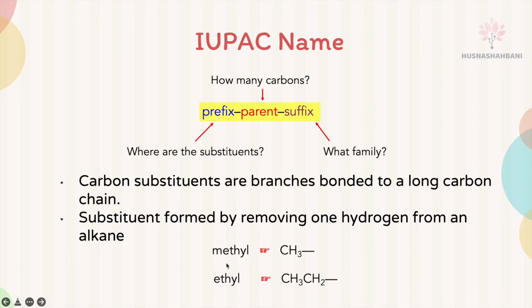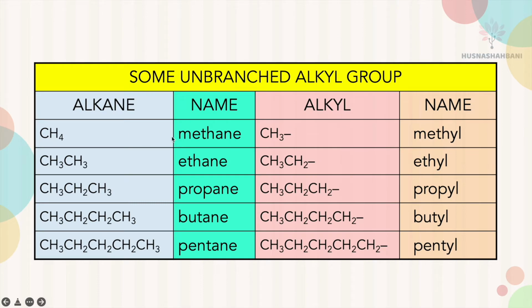So if it is methane, meaning one carbon atom becomes a branch, you call it methyl. If two carbon atoms become a branch, the name is ethyl. If you have 3 carbons as a branch, propyl; 4 carbons, butyl; 5 carbons, pentyl. So these are the names of the alkyl groups or the branches.